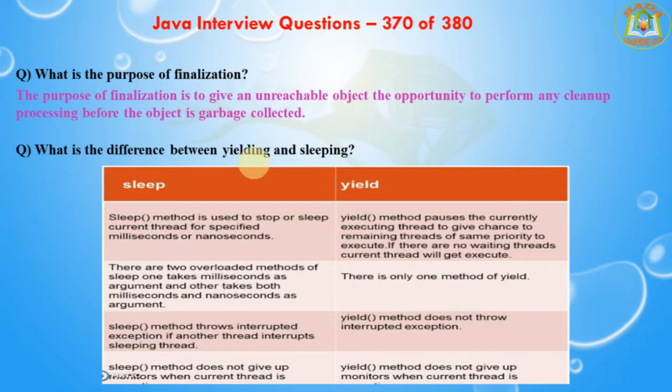The next question is, what is the purpose of finalization? The purpose of finalization is to give unreachable objects an opportunity to perform any cleanup processing before the object is garbage collected. For example, closing opened files and closing opened database connections.